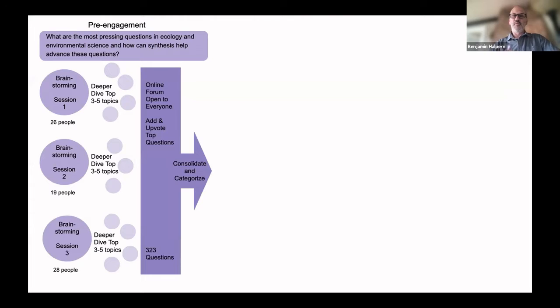And then we had an online forum where people could add questions that hadn't emerged through those sessions, and then upvote the ones that they thought were the most important. So we ended up with 323 questions through that whole process, but clear ones that were emerging, not as consensus. We weren't seeking consensus in this, but just priorities that were emerging as ones that a lot of people, or most people, were highlighting. And then we tried to consolidate and categorize those.